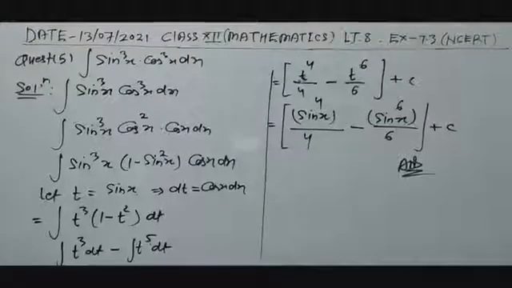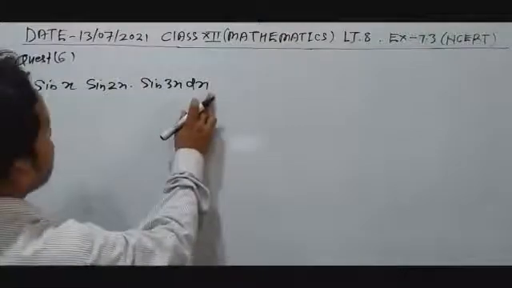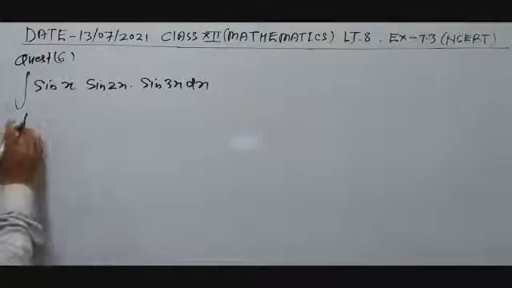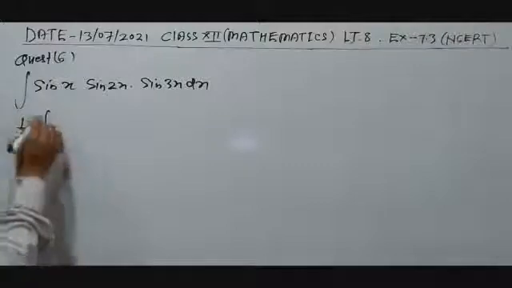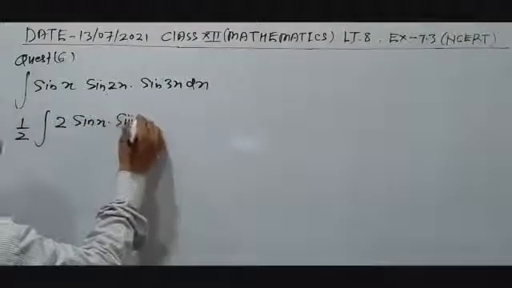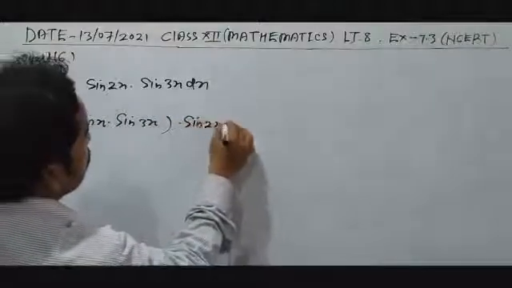Now come to question number 6. Question number 6 is integrate the function sin x, sin 2x, sin 3x dx. So first of all, you have to rationalize by 2. So 1 by 2, 2 times sin x into sin 3x into sin of 2x dx.